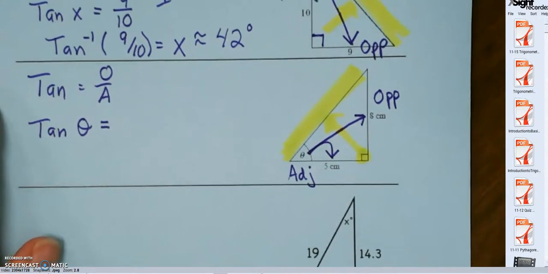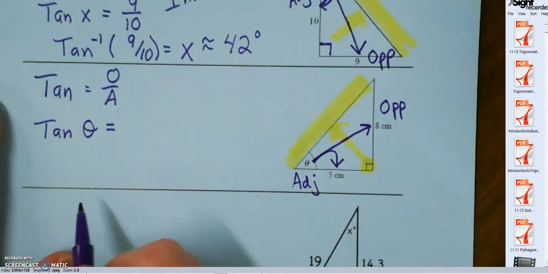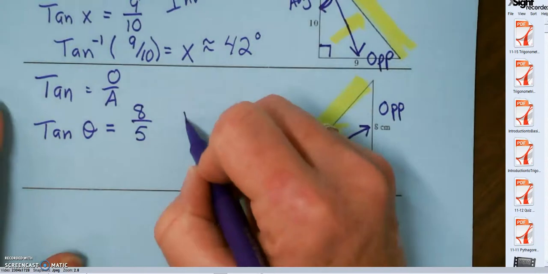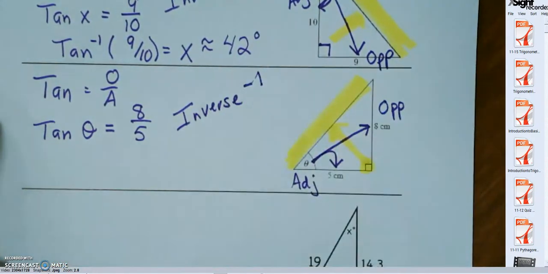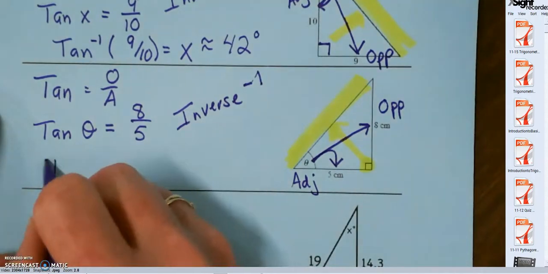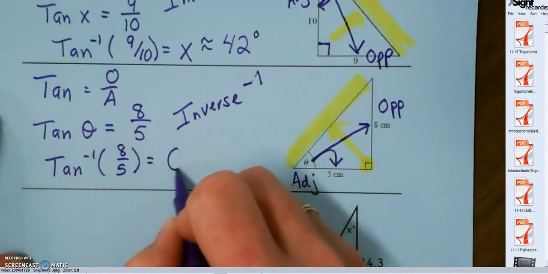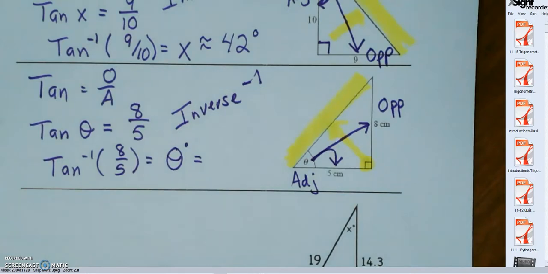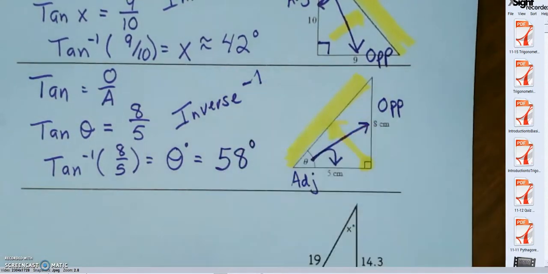So the tangent of the unknown angle theta, remember I told you the first day that that's the Greek word for an angle measurement, is 8/5, but I want to solve for theta, so I'm going to use the inverse function. So the tangent to the -1 power of 8/5 equals the measurement of the angle theta. Anybody got an answer? 58. Your calculator should help you find the answer of 58 degrees.